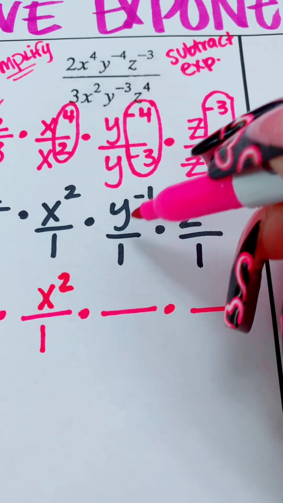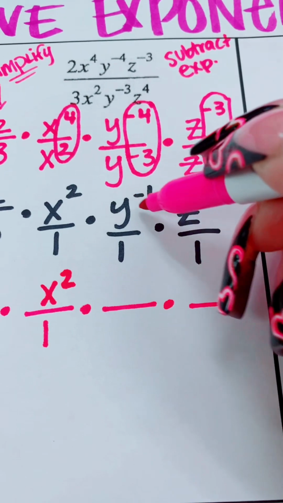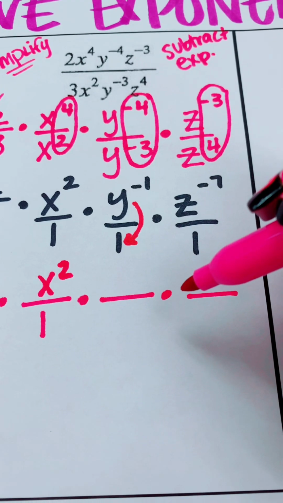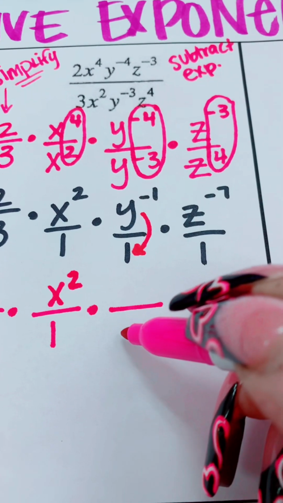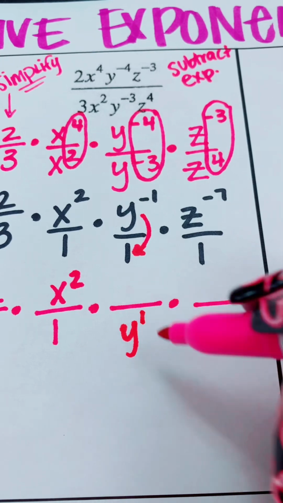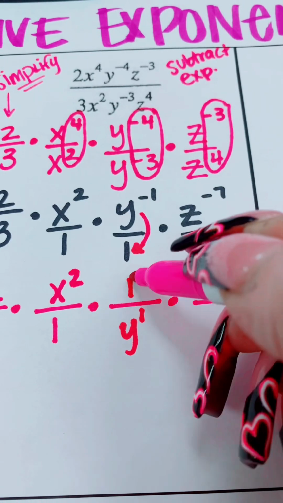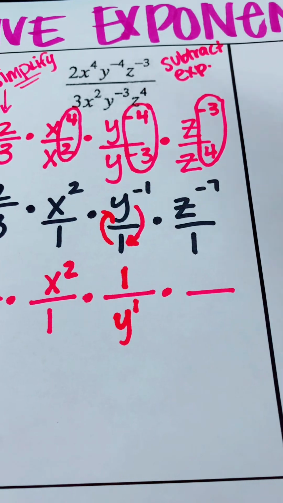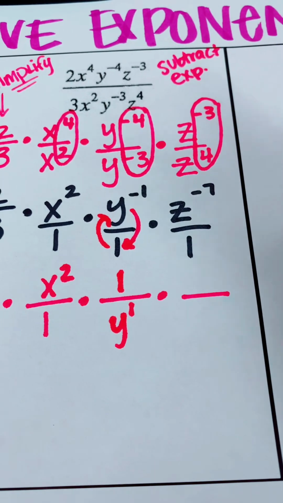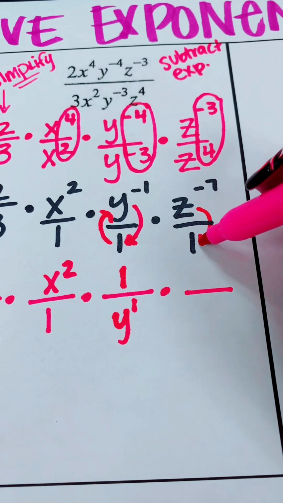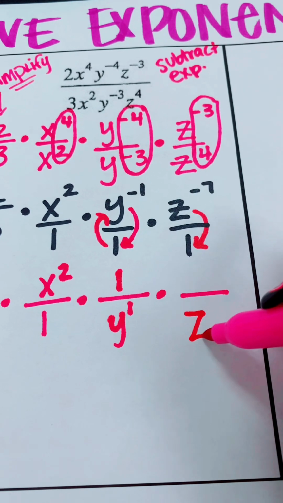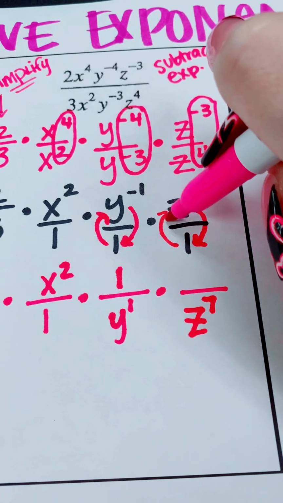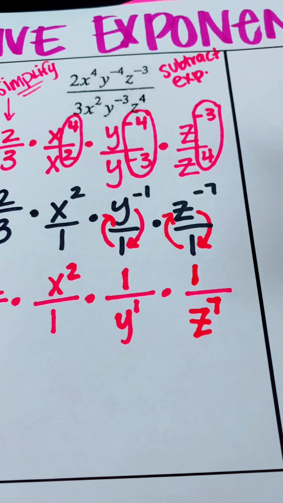Our next one is y to the -1. Since it's negative, it needs to jump to the bottom and pass that fraction bar to become positive. So here, I have to put it down here. It needs to come down to the bottom, which means I have to put that 1 up top. Here we have a -7, which means it needs to cross the fraction bar. So it needs to come down here, z, and it will become +7, which means I need to move the 1 to the top.